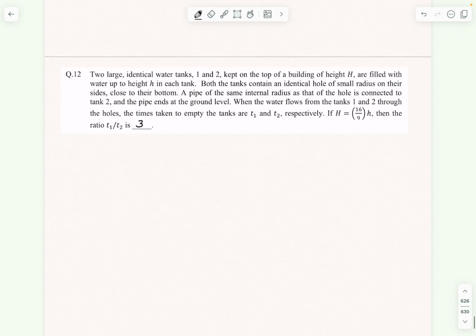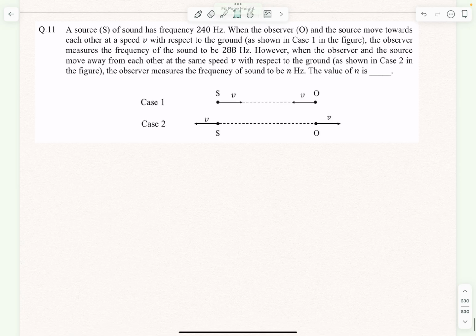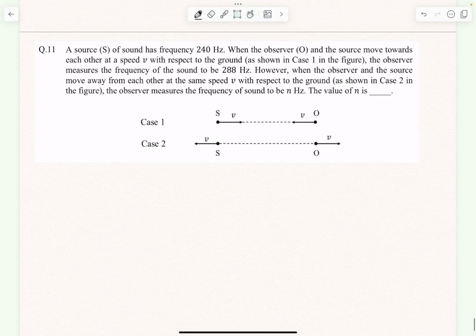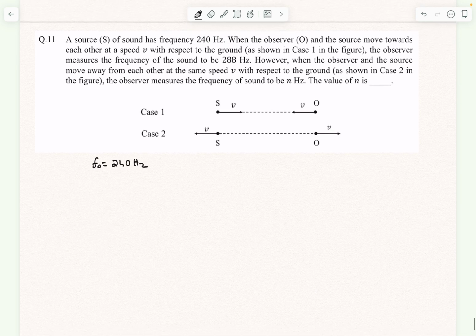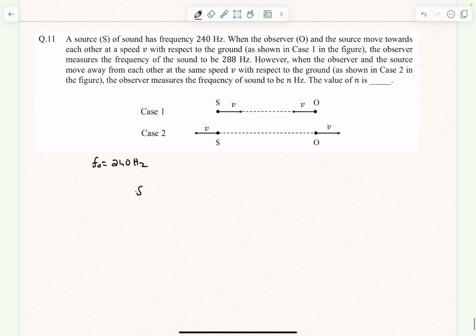Okay, so now let's also solve question 11. So this is problem number 11. It's a straightforward problem from Doppler's effect. So we have a source of sound S that has a frequency of 240 Hertz. So F0 is given to be 240 Hertz. The observer O and the source S are moving towards each other with a speed V with respect to ground. So in this case, the apparent frequency, let's call it F1, would be F0 times (speed of sound plus the speed of observer, which is V in this case) divided by (speed of sound minus the speed of the source, which is V). And this is actually given to be 288.